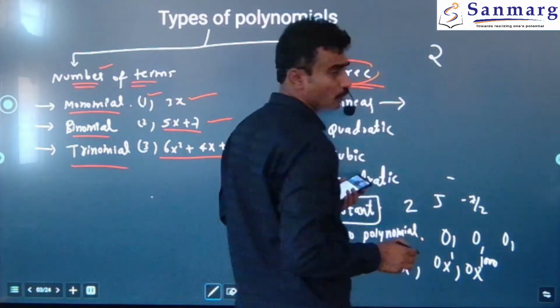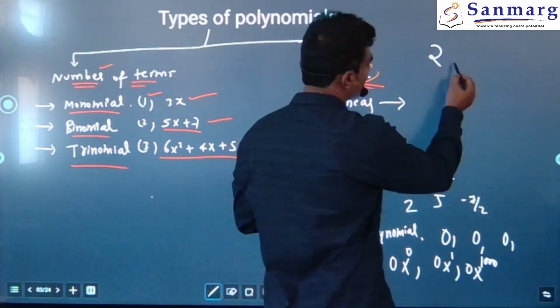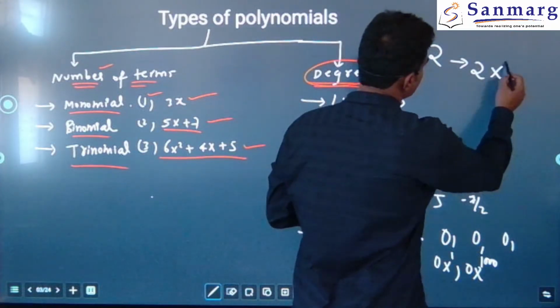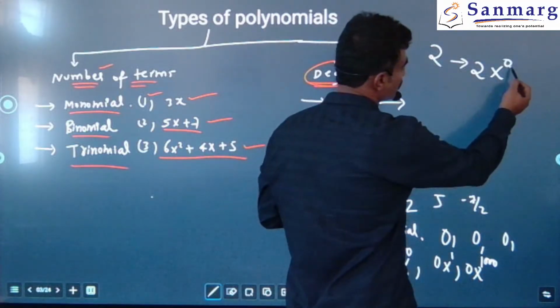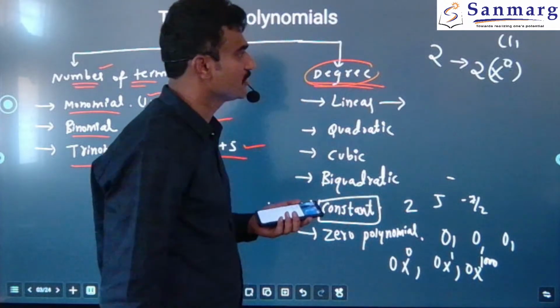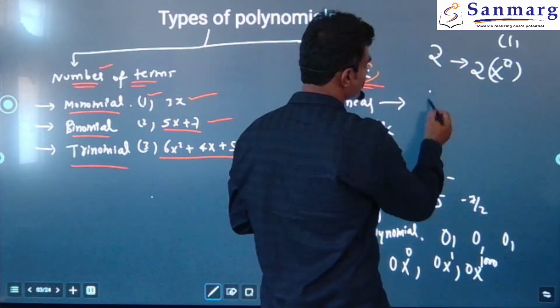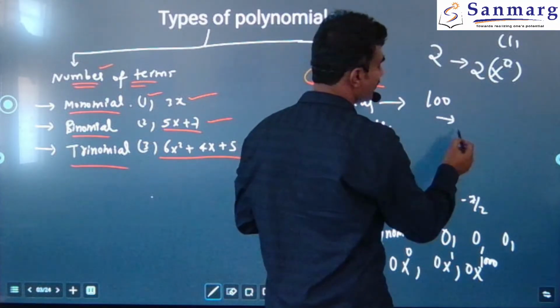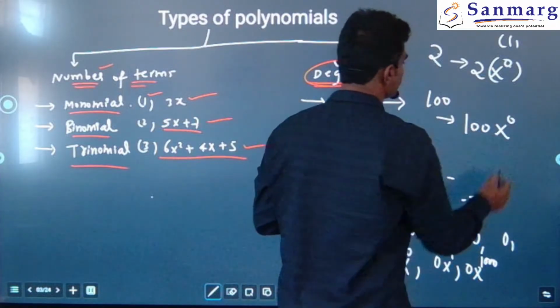For example, 2. Here we don't have a variable, but we can write a variable. We can write 2 as 2x raised to 0, because x raised to 0 stands as 1. The value of x raised to 0 is 1. So therefore we can write 2 as 2x raised to 0. Suppose there is a number 100, how can we write 100 in terms of polynomials? We can write the constant 100 as 100x raised to 0.